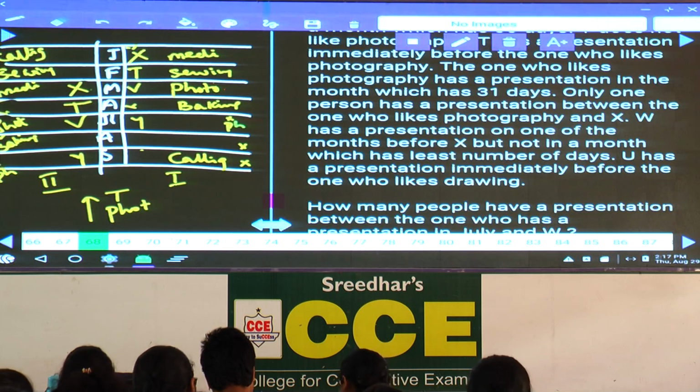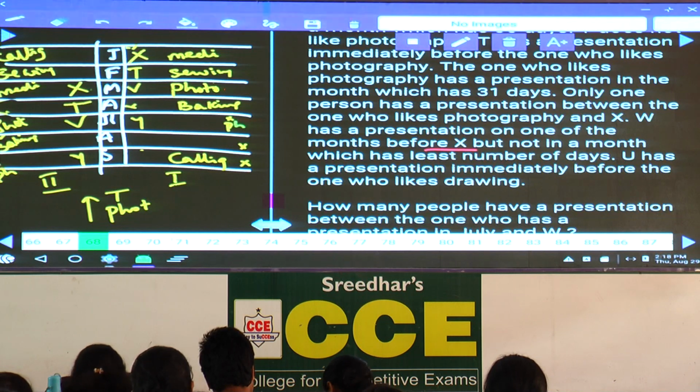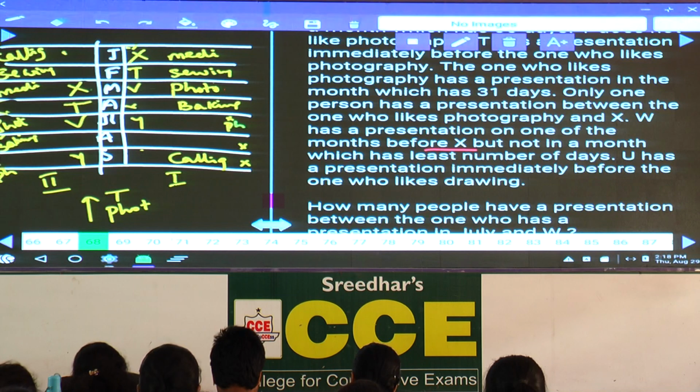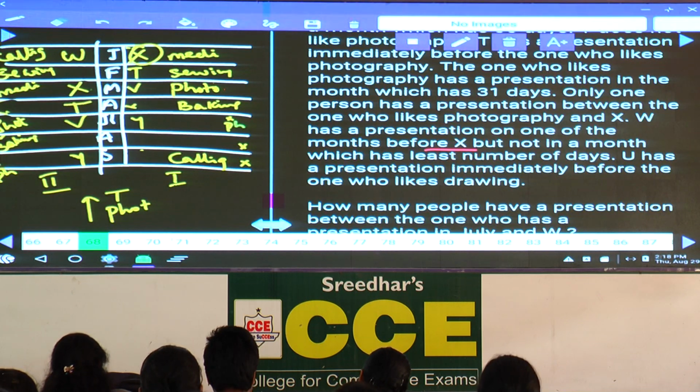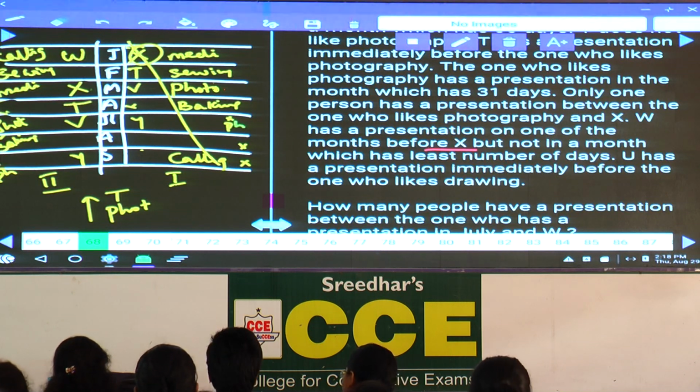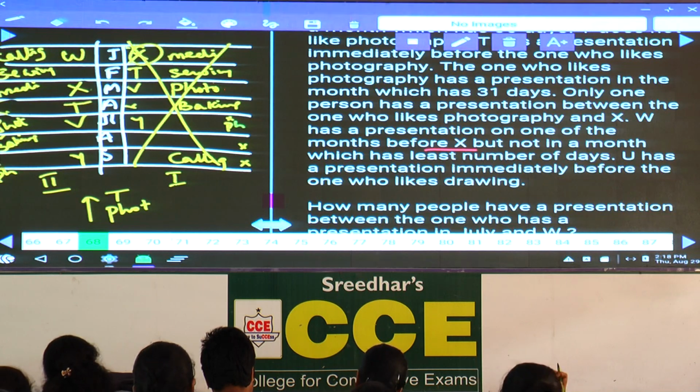And W has a presentation on one of the months before X, but not in the month which has the least number of days. Hence, in the second case, W must be in the month of Jan. Whereas in the first case, it is not possible because X itself is in the first month. And this case is completely ruled out. Now we are left with only one possibility.